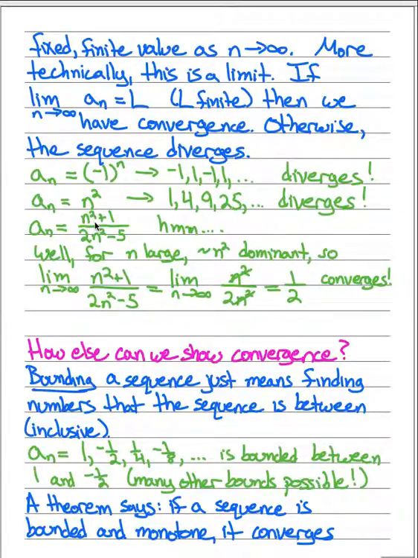(n squared plus 1) over (2n squared minus 5). Well, maybe it's not so clear. So let's think about what happens when n gets really big. When n is big, n squared is much more important than 1, and 2n squared is much more important than this minus 5. So the limit as n goes to infinity of this expression is equal to the limit as n goes to infinity where we just retain the highest degree terms.